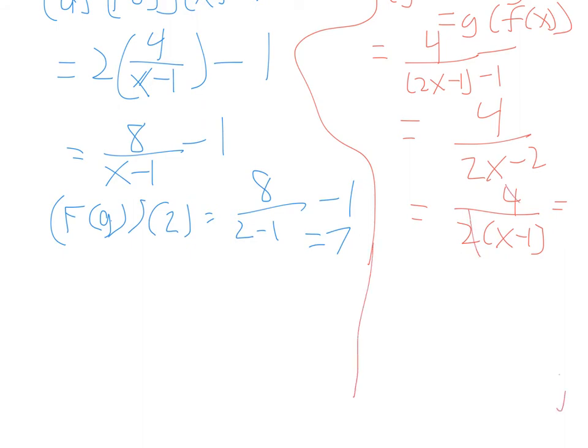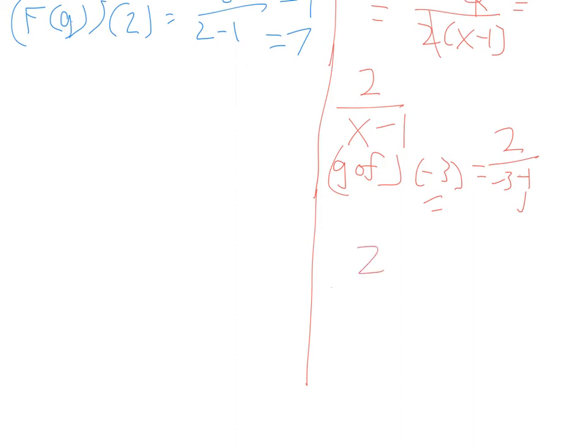The 2 goes away, the 4 reduces to 2, so it'd just be 2 over x minus 1. However, keep in mind that if I tell you to find just g of f of x, that would be your final answer in this case. But I didn't ask you to do that, I asked you to find g of f of negative 3. So you can plug in this negative 3 into x, so just 2 over negative 3 minus 1, which would be 2 over negative 4, so that would reduce to negative 1/2.